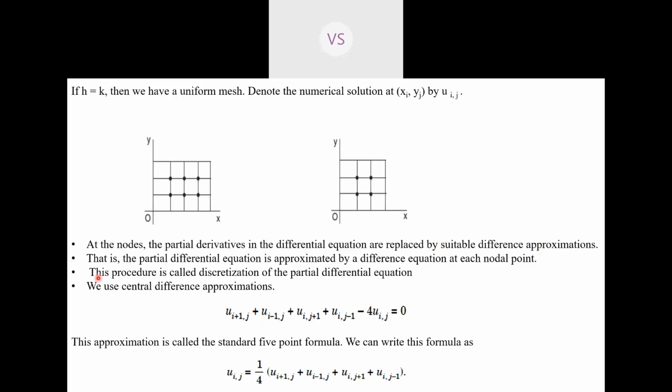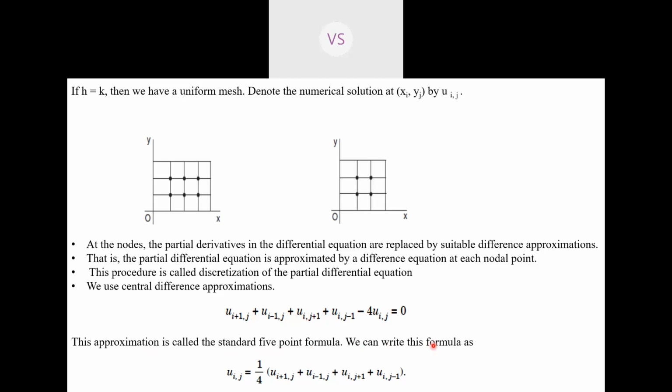Now what we'll be doing is using the central difference approximation and applying it to this grid. When we apply it, we obtain the formula u(i+1,j) + u(i-1,j) + u(i,j+1) + u(i,j-1) - 4u(i,j) = 0. This formula contains 5 points: 1, 2, 3, 4, 5. So this is known as the standard 5-point formula.